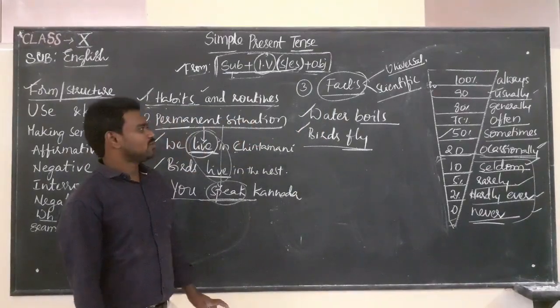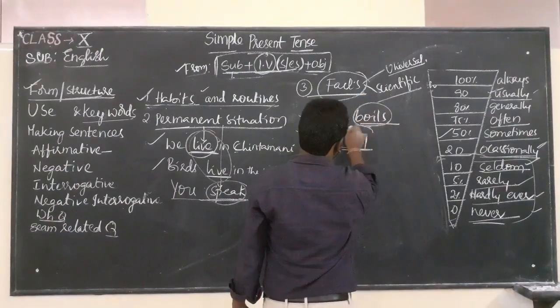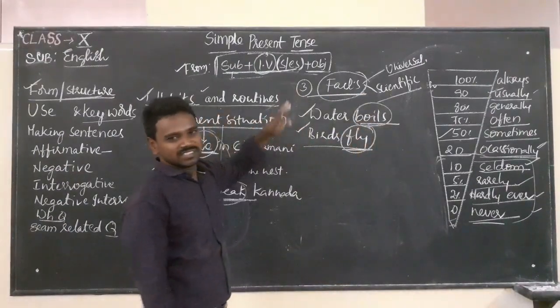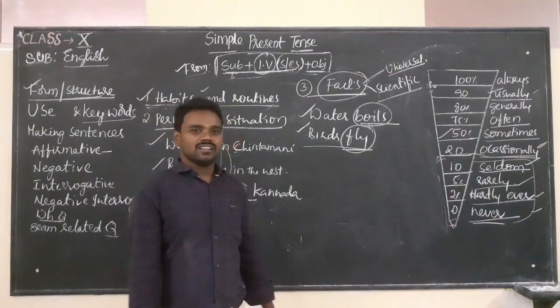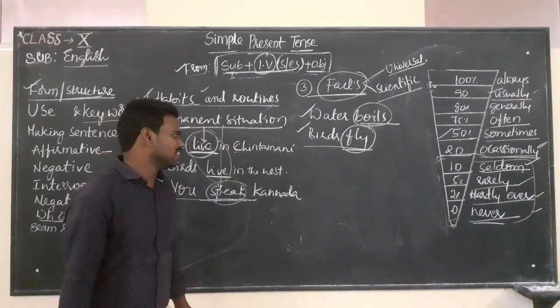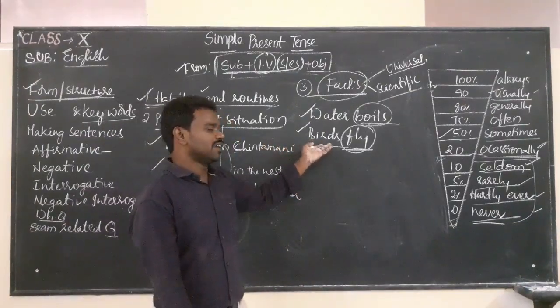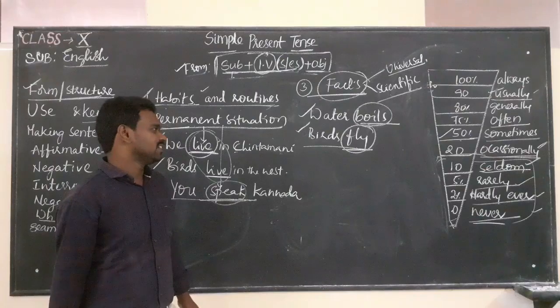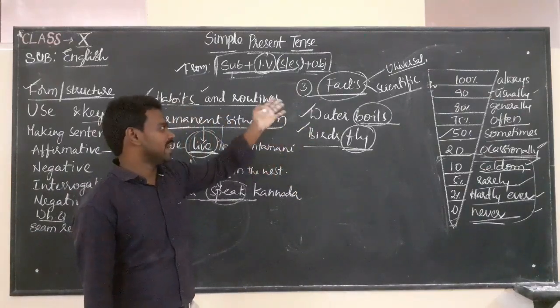Right. So what is it? So these are facts. So you can write some more sentences. The sun rises in the east. The earth revolves around the sun. And water boils at 100 degrees Celsius. Birds fly. Water freezes at 0 degrees. So all these are accepted facts.